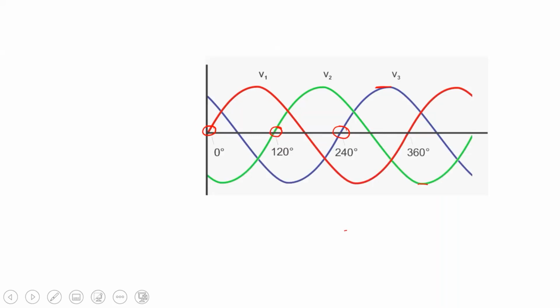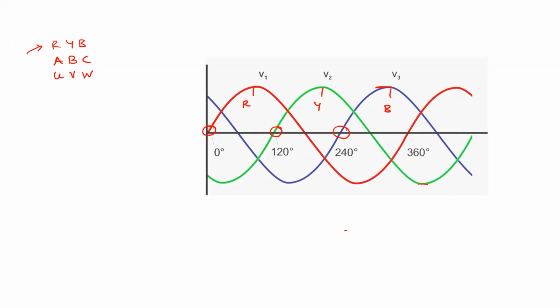Let us assume that this is the R phase, this is the Y phase, and this is the B phase. So in three phase, you have R phase, Y phase, B phase. Someone may use A phase, B phase, C phase, or U phase, V phase, and W phase. Usually in India, we normally prefer this RYB notation.